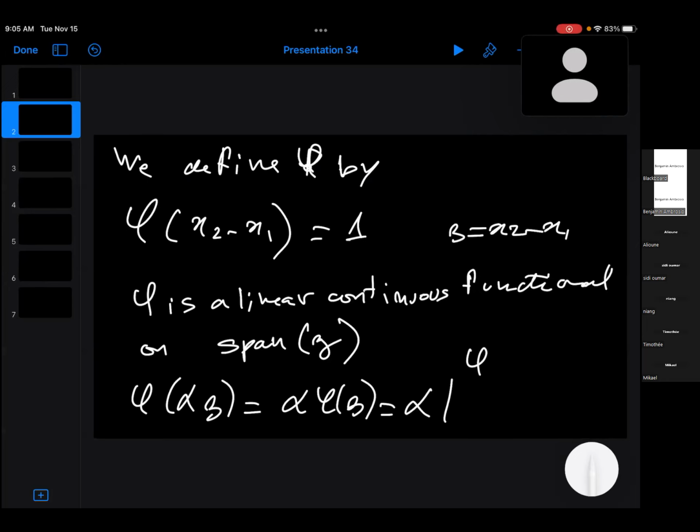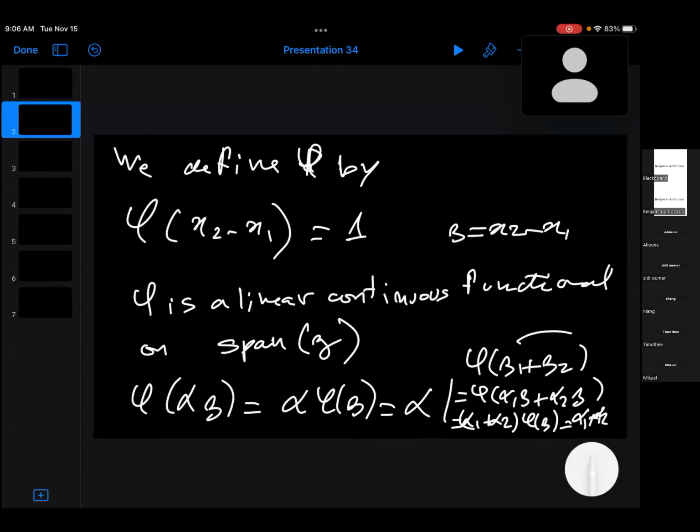You can check that if I look at phi of z1 plus z2, this will be equal to phi of z1 plus phi of z2, because this can be written as phi of alpha1 z plus alpha2 z, and this is alpha1 plus alpha2 times phi of z, which is alpha1 plus alpha2, which is phi of z1 plus phi of z2. Okay, so this is a linear functional and it's continuous.